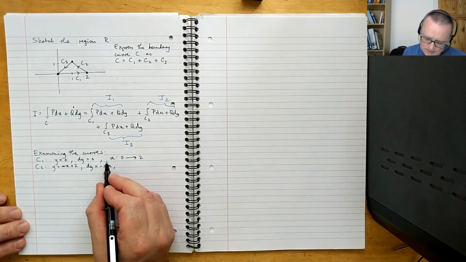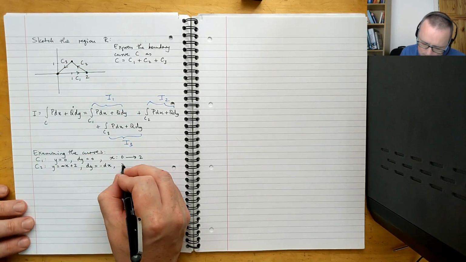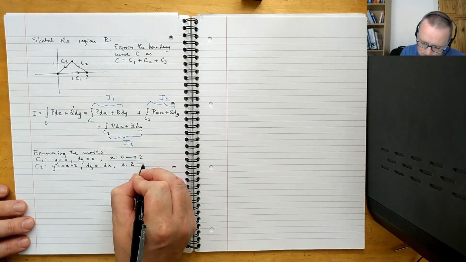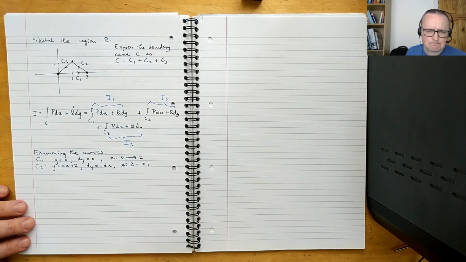And it's probably easier to put everything in terms of x here. So which bit of this line are we talking about? Well, x begins at the value 2 and descends to 1. Okay, that's all the necessary detail for the curve segment C2.